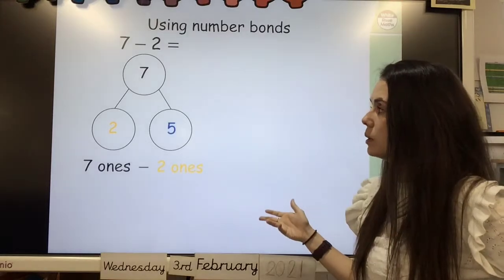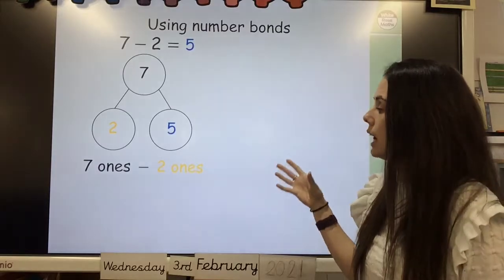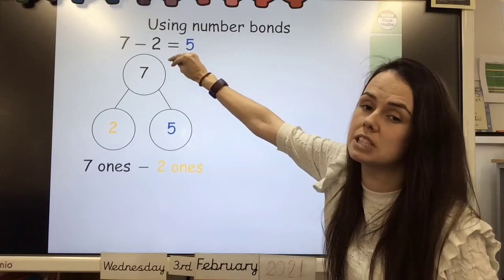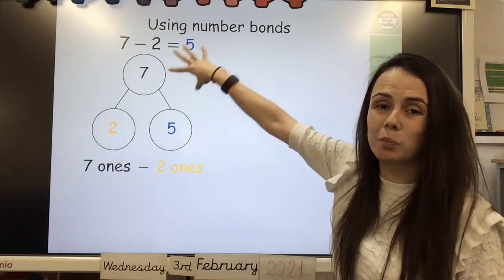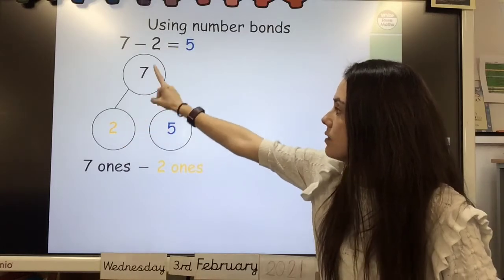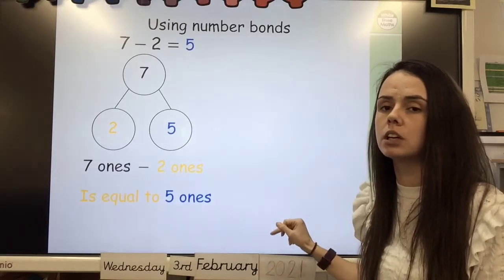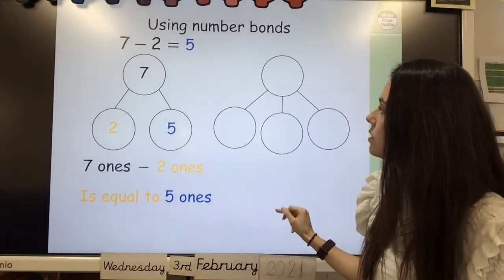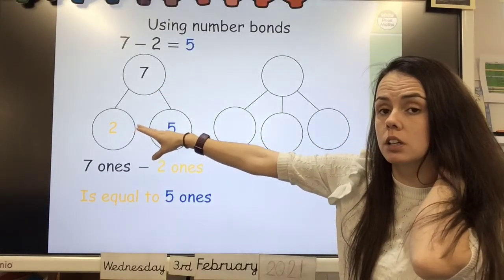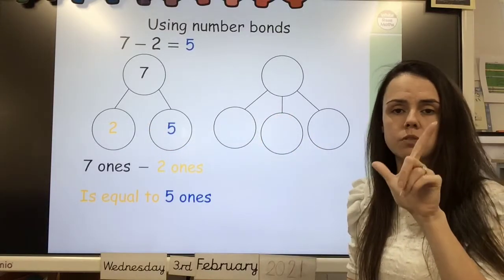it's 5. Well done. Do you know that if we added these together, 2 and 5, it would make our whole number 7. You can do it up and down because we know 7 is 2 and 5. We know that 7 take away 2 is 5. I wonder if that means the other way round. I wonder if that means that 7 take away 5 means 2. So if we had 7 and we took away 5, that does leave us with 2.